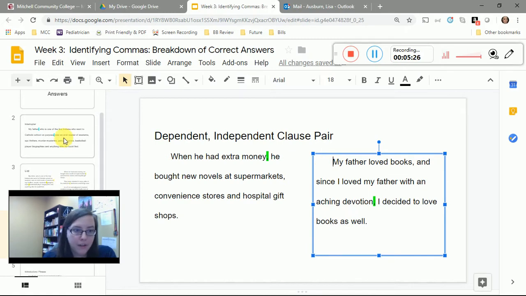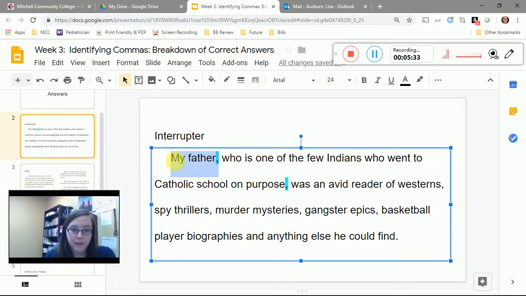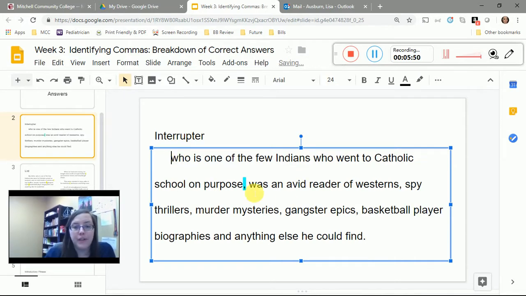Now, going back, I also noticed that many people identified this phrase, my father, as an introductory phrase. But remember, if you take off the introductory phrase, then what follows should still be a complete sentence. So if we had removed my father, then we're going to have something like, who is one of the few Indians who went to Catholic school on purpose, was an avid reader of westerns, spy thrillers, murder mysteries, etc. But we don't have a subject.